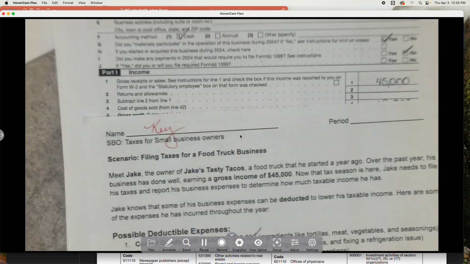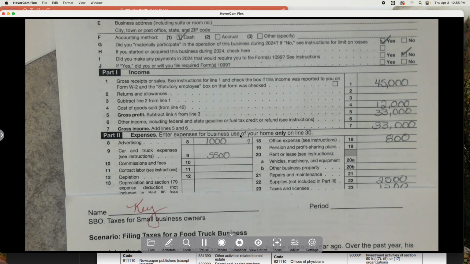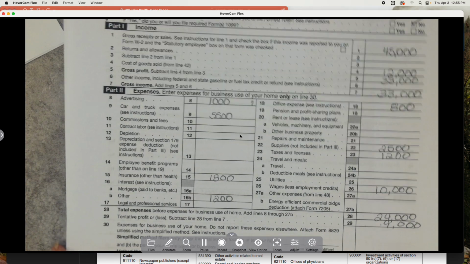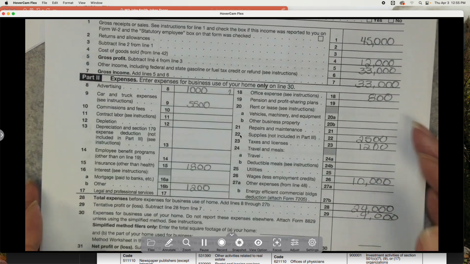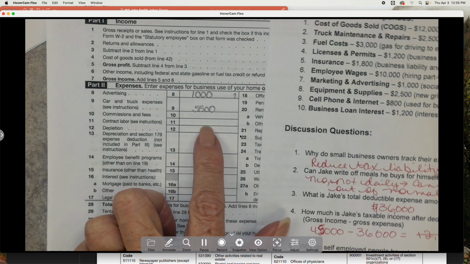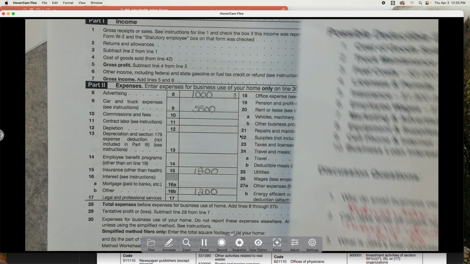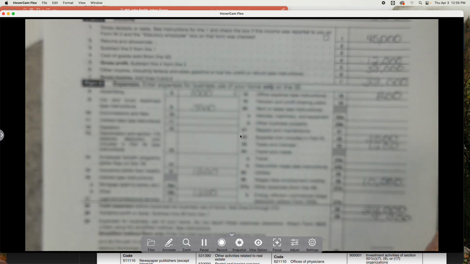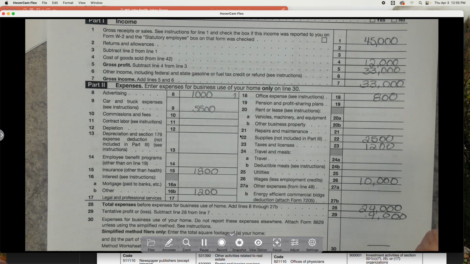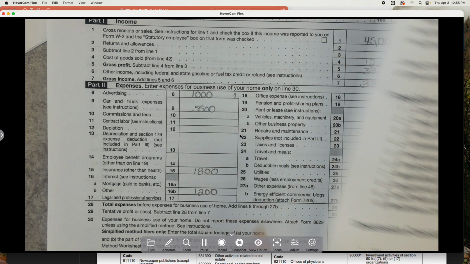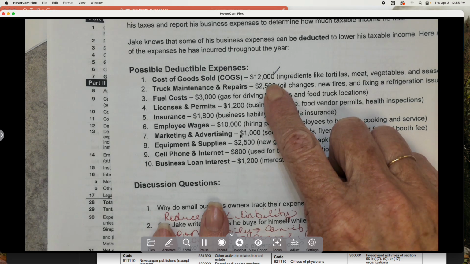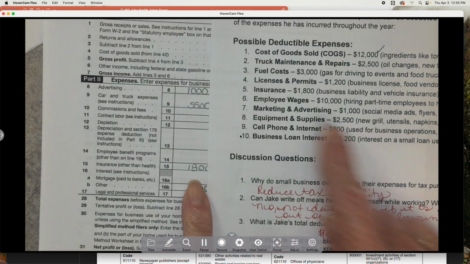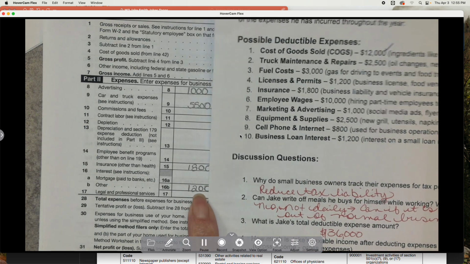But I do need you to realize on a profit or loss from business, these are going to be constructed maybe a little different. And so you're going to have to figure out what category we can put that in. So again, our advertising expense, which was $1,000, which was number 7 on the sheet, correlates with line 8. Car and truck expenses, we combined number 2 and 3. So we got $5,500. Insurance, that was our $1,800. So I put it there.